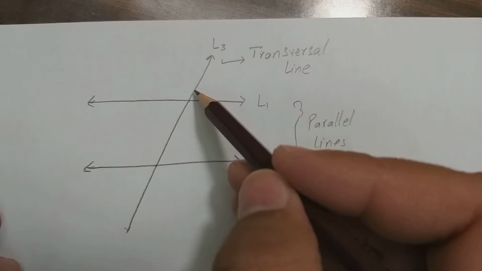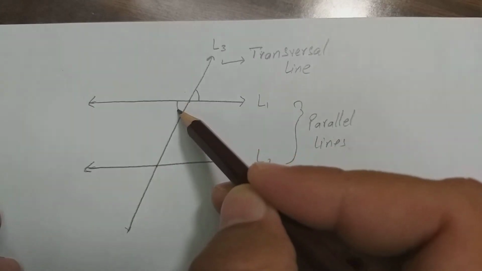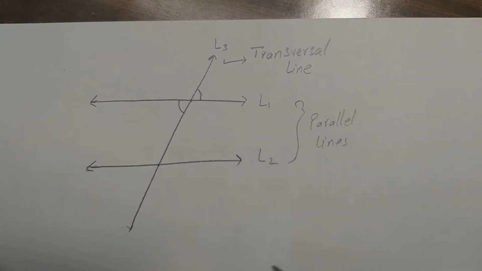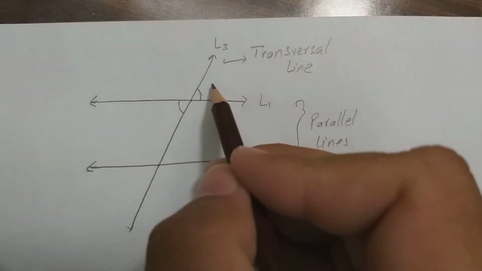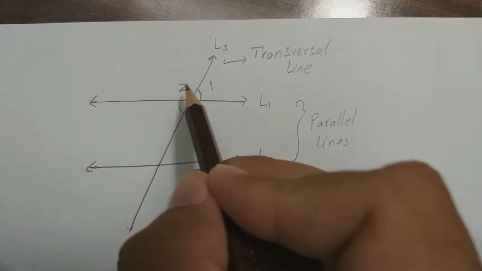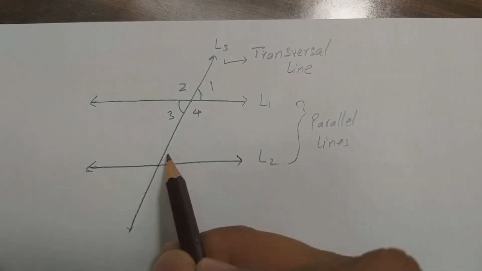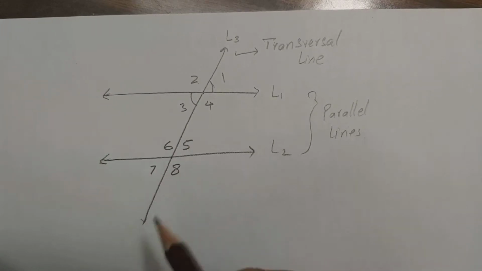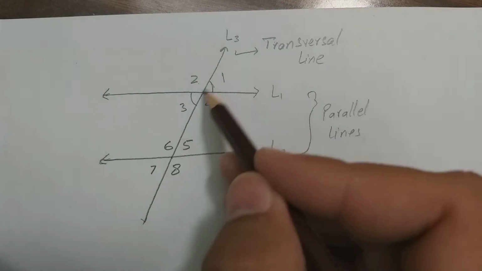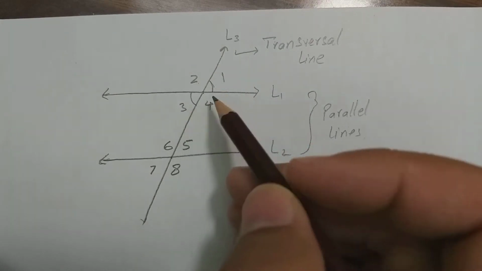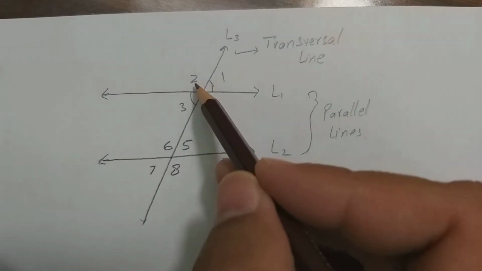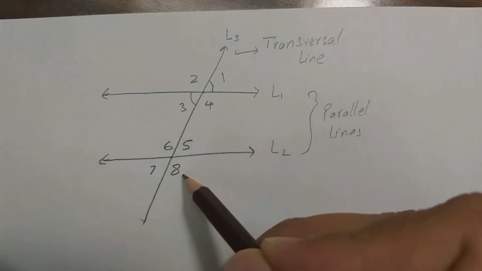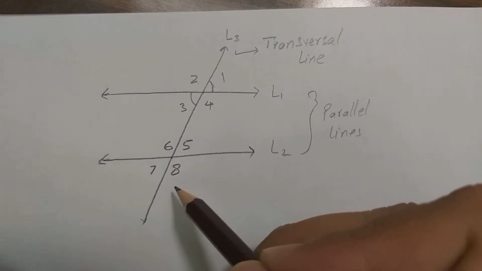If we observe these two angles, they are vertically opposite. Let's name the angles before we say which are equal. Let's say this is 1, 2, 3, 4, 5, 6, 7 and 8. So these two are corresponding angles. 1 corresponds to 3, 2 to 4, 5 to 7 and 6 to 8.